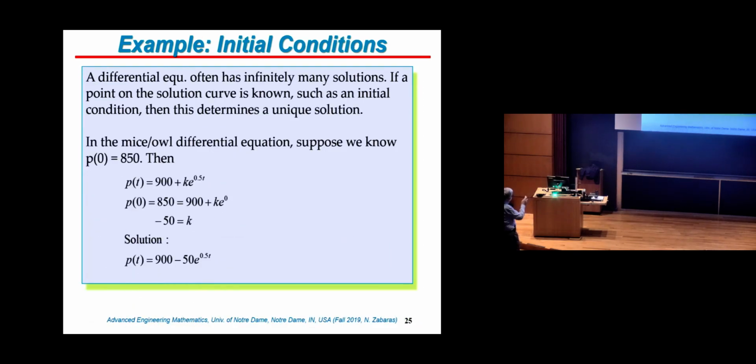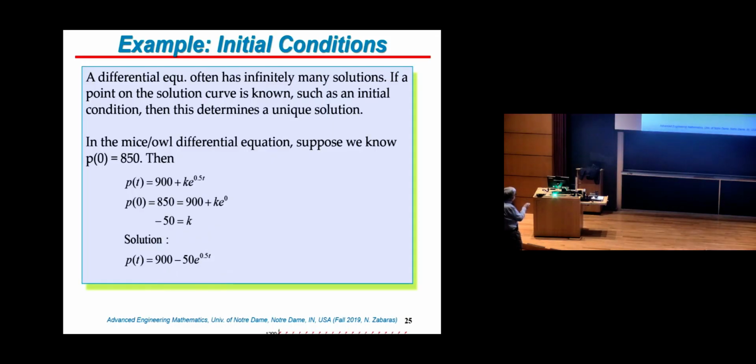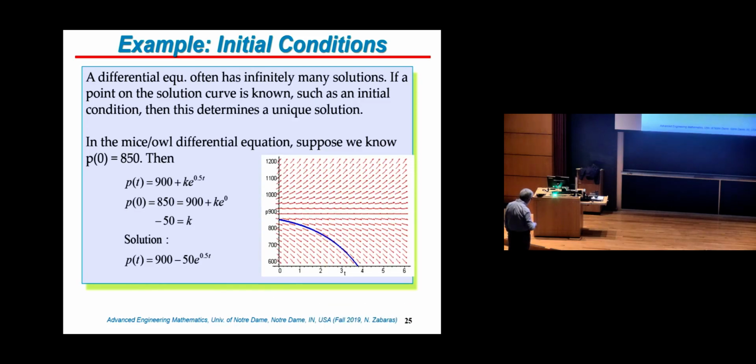So the initial conditions, this is the problem I mentioned. It will define what k is. If you set the population at time 0 to be 850, k comes to minus 50, and this is the solution that we have. And you can see now, this is the particular solution.